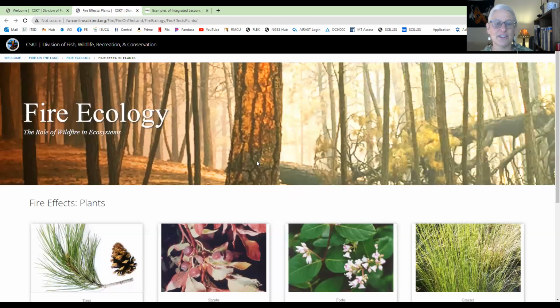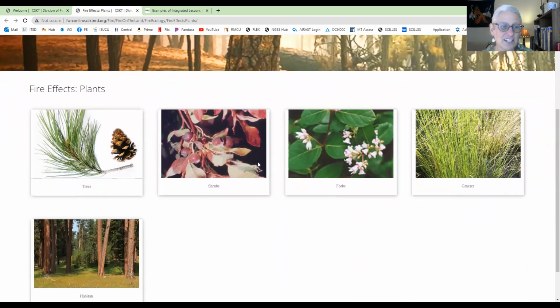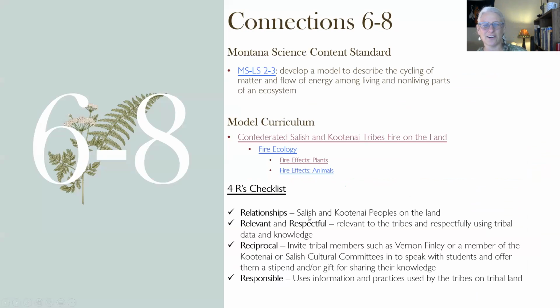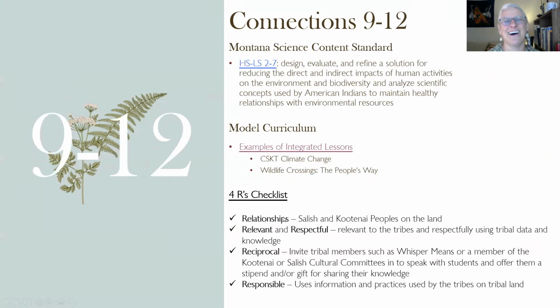And then once you get into the fire ecology, this really gets into that energy exchange. The fire comes, it takes away the green nutrients, but it adds carbon, and of course carbon is the building block of life. So there's all kinds of information in here on that. So once again, let's check in. The 4 R's: relationships, check. Relevant and respectful, check. Reciprocal, check. Responsible. And moving on to high school.